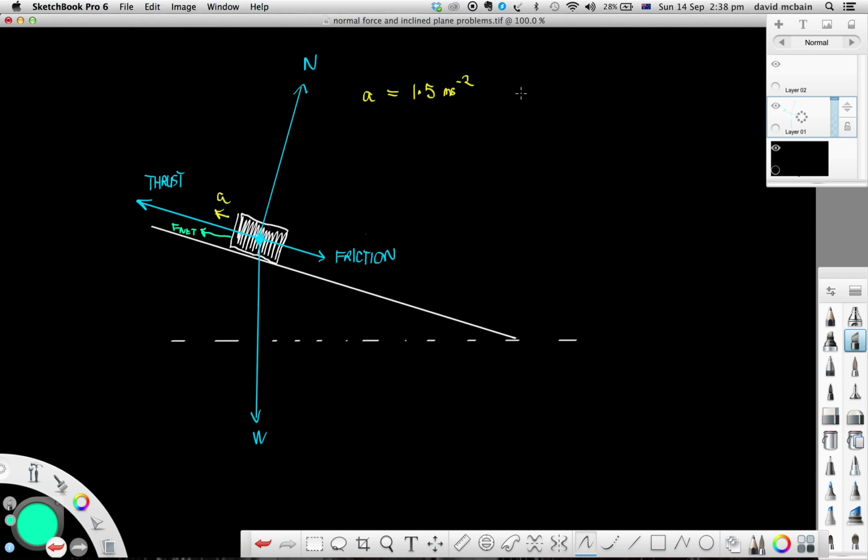So we know that the net force will equal MA, which will equal 90 multiplied by the acceleration, which is 1.5. So a half of 90 is 45, so it's going to be 135 newtons. So the net force is upwards at 135 newtons. So let's see now if we can work out the thrust force. Now we know the value of our friction force is 100. We can work out our components.